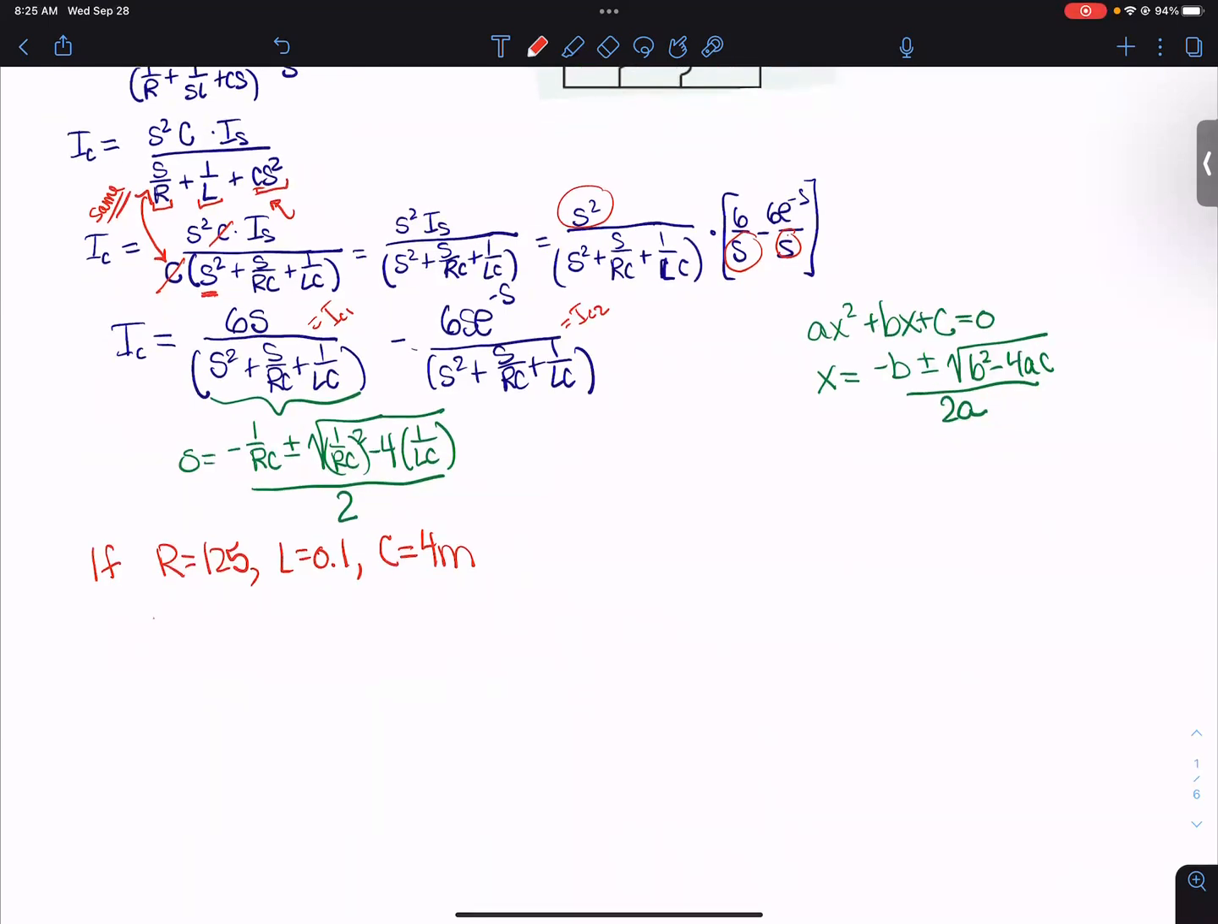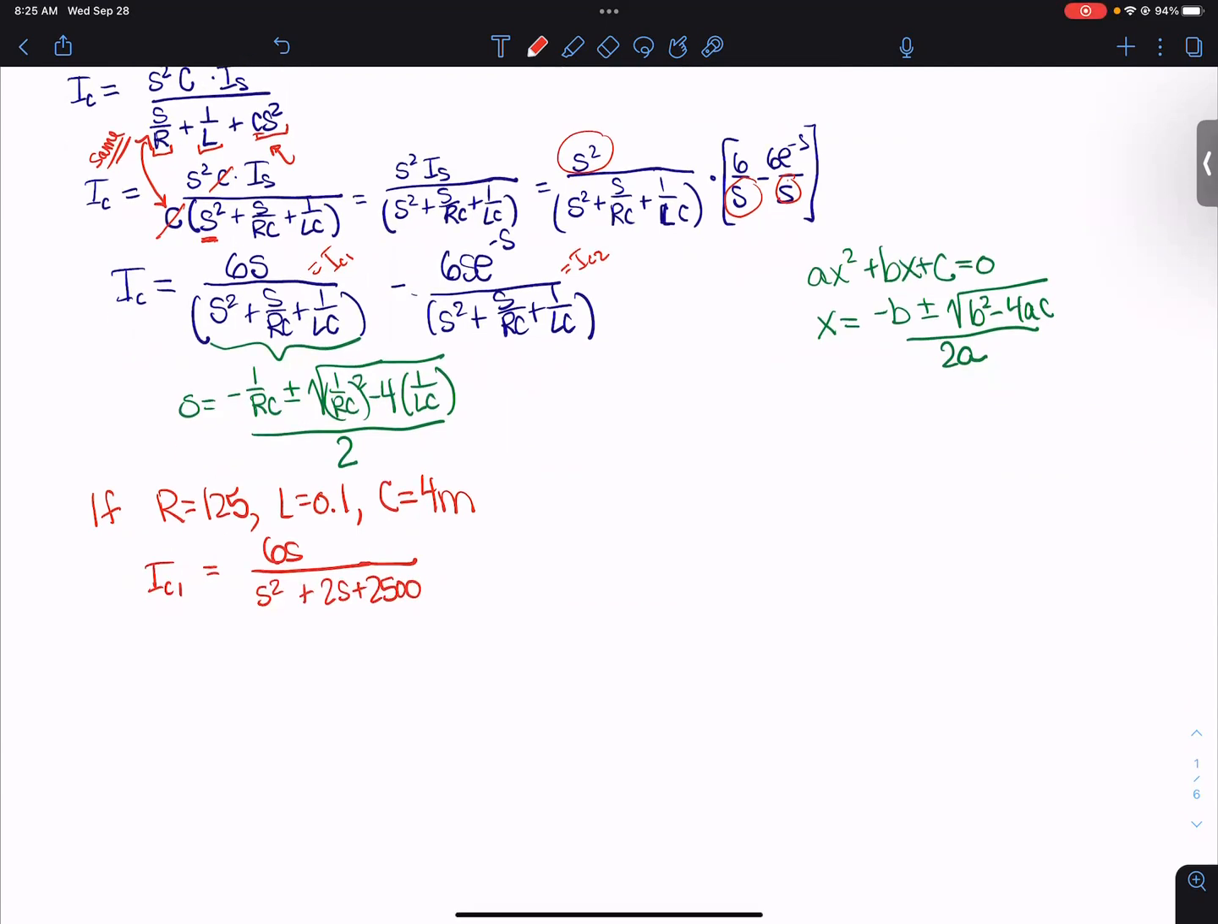So looking at IC1, which is 6S. And then this becomes S squared plus 2S plus 2,500. And we get S1, sorry, factor it this way. S plus 1 plus 50J, S plus 1 minus 50J.